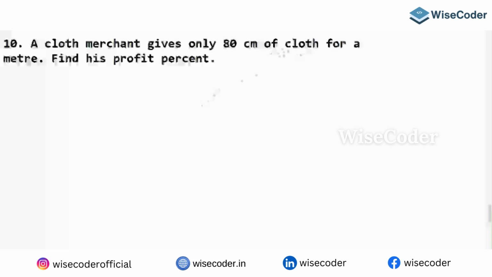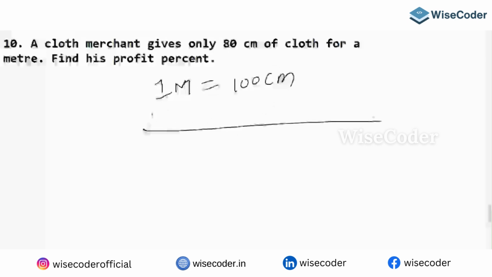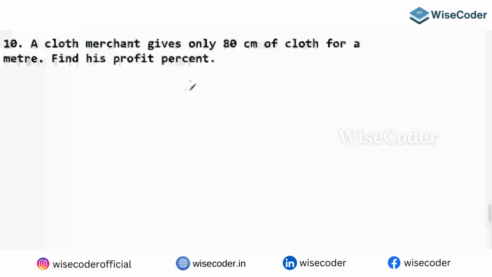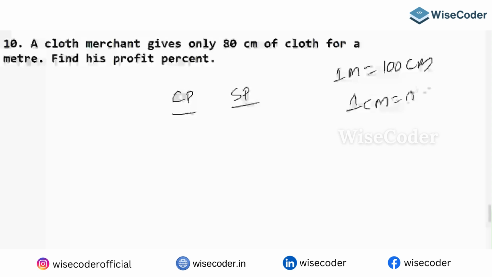Everybody knows 1 meter means 100 centimeters. There is a big cloth of 100 centimeters, but that fellow is giving only 80 centimeters. So the remaining 20 is his profit. Please understand cost price and selling price. I am assuming 1 centimeter costs 1 rupee. So 1 meter equals 100 centimeters, and he is giving only 80 centimeters for 1 meter of cloth.